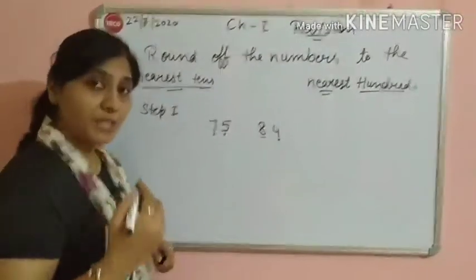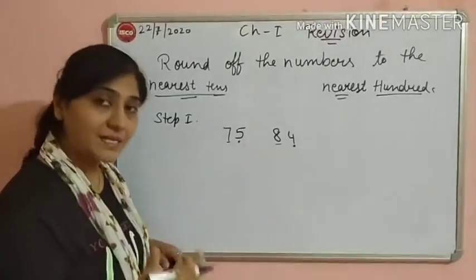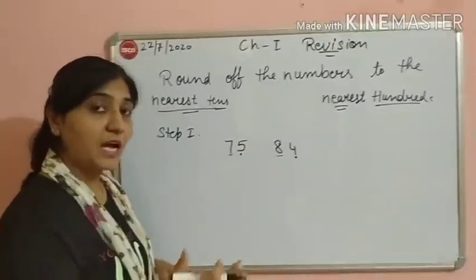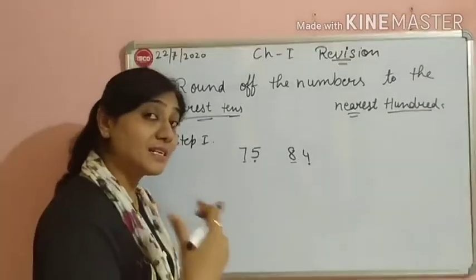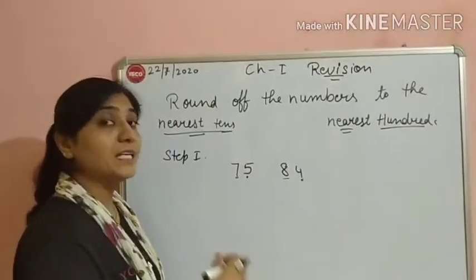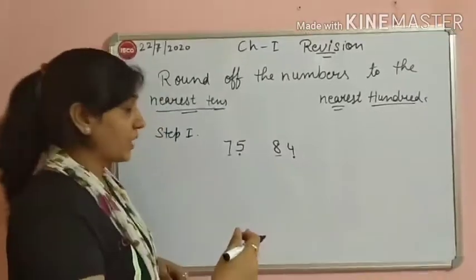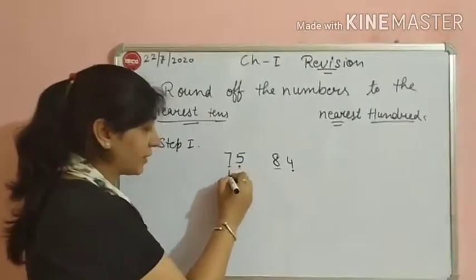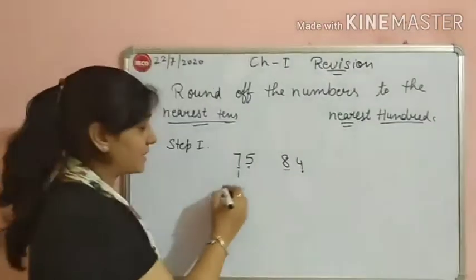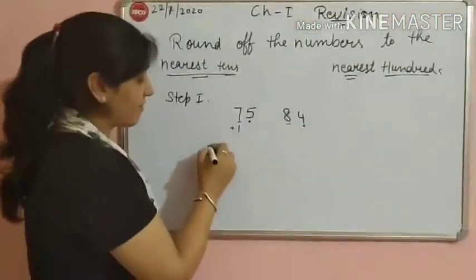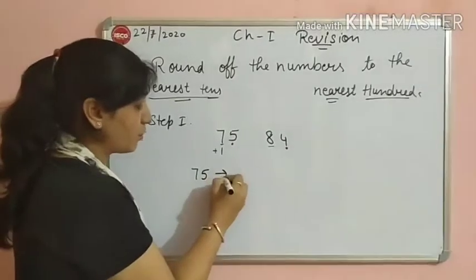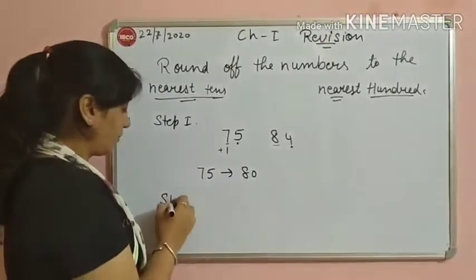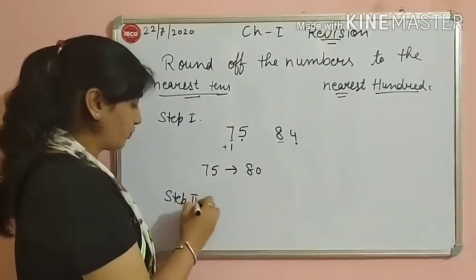So according to step number 1, if the right side digit is 5 or more than 5, it is rounded up. It means we have to add 1 in the tens place digit. So 75 is rounded up to 80. This is step 1. Okay. What is step 2?